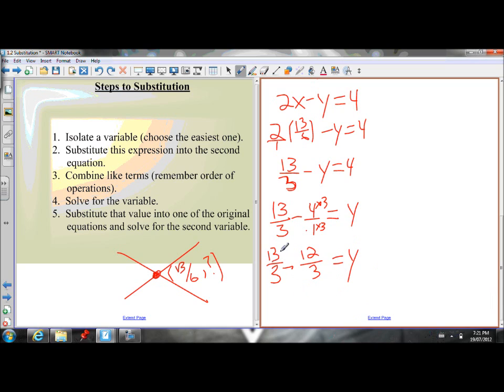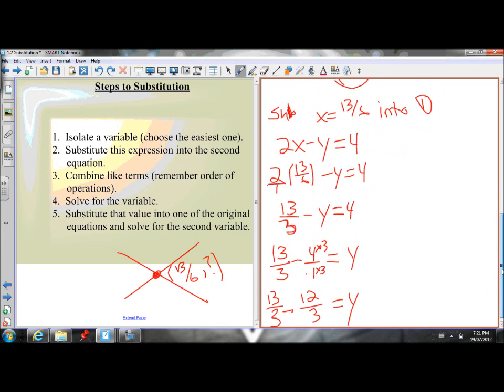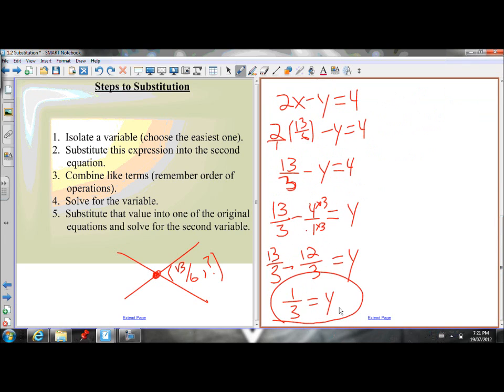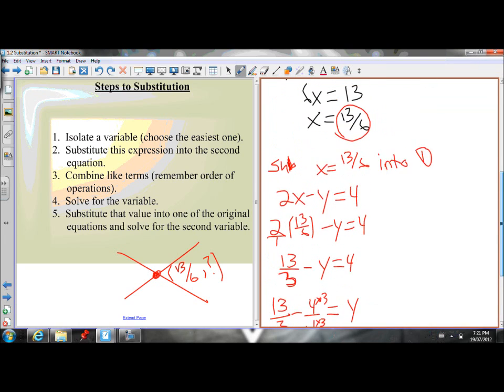When we're subtracting fractions, we just subtract the numerators and leave the denominator the same. So 13 minus 12 is 1. We leave the denominator the same. y is equal to 1 over 3. So I now have my y. y is 1 over 3. I have my x-coordinate of the point of intersection.